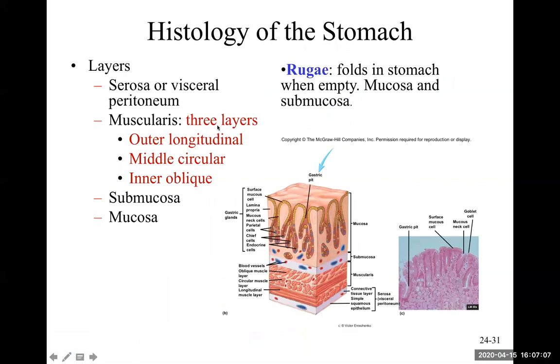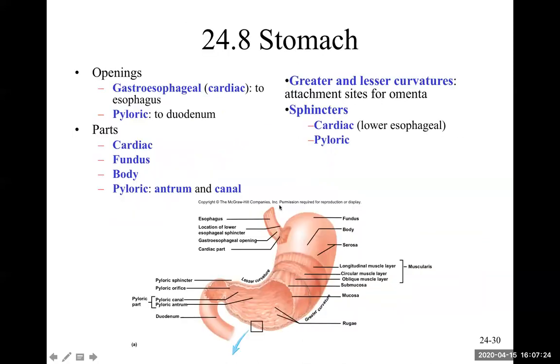Now, in terms of the stomach, 3 layers of smooth muscle: outer longitudinal, middle circular, inner oblique. So instead of an inner circular and an outer longitudinal, we have an inner oblique layer, and it allows us to mix and churn in 3 different areas.